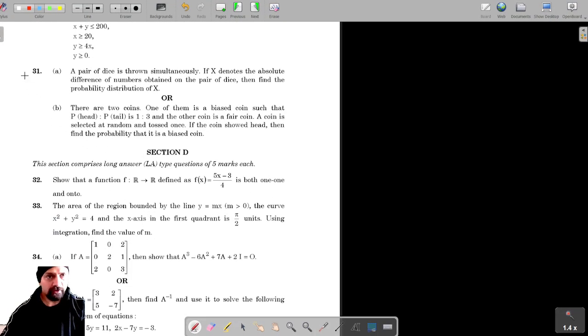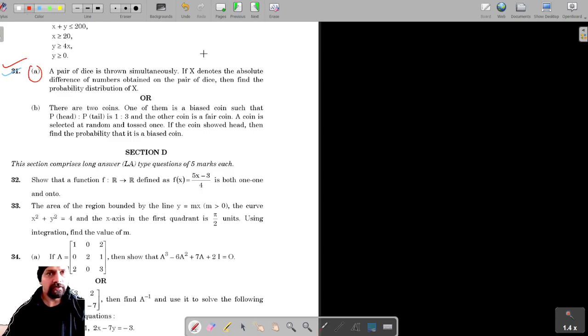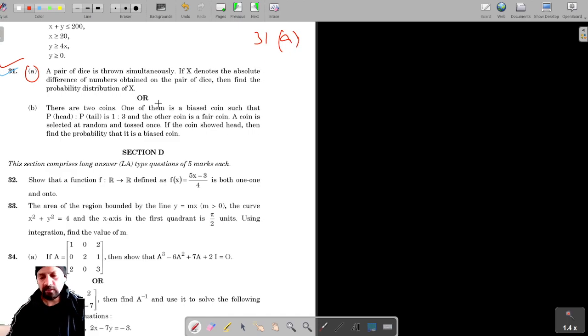For question number 31, part A, it's given that a pair of dice is thrown simultaneously, and if x denotes the absolute difference of numbers obtained on the pair of dice, then we have to find the probability distribution of x.